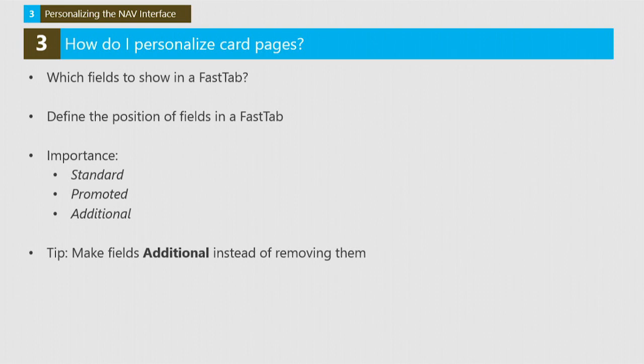And again, this is an advice I would like to give. Make use of the additional feature instead of removing fields, because then it's always much easier to display these additional fields if you might need them. And like I just said, we can show additional fields by using the show more, show fewer fields function on a fast tab.